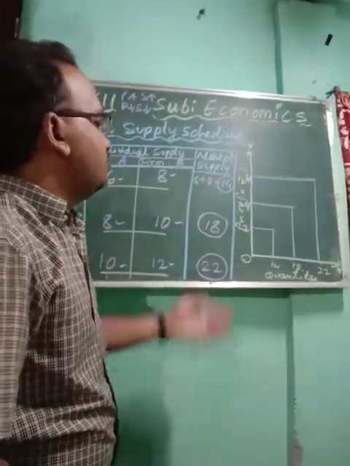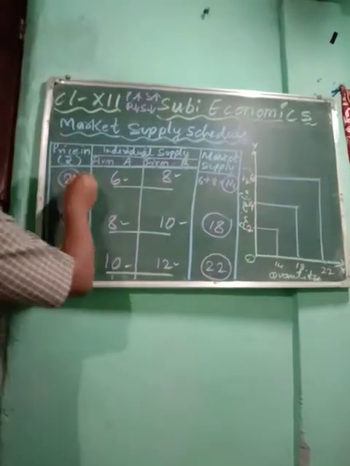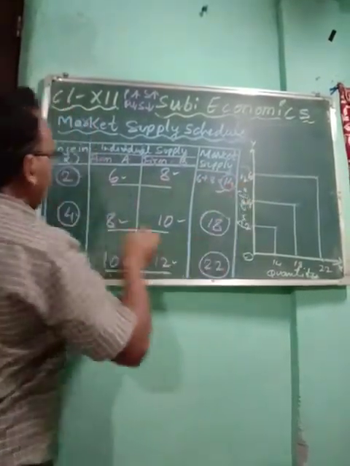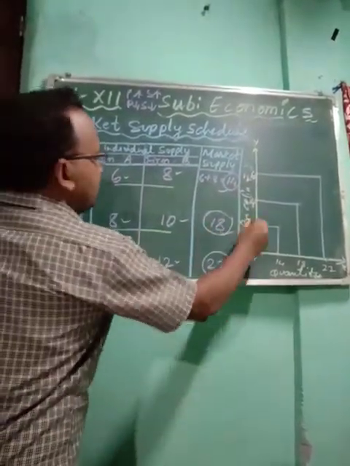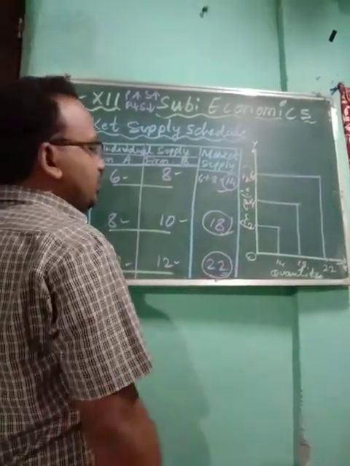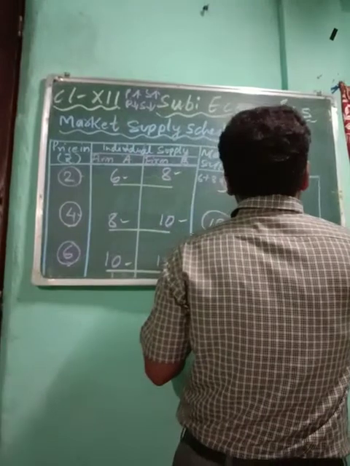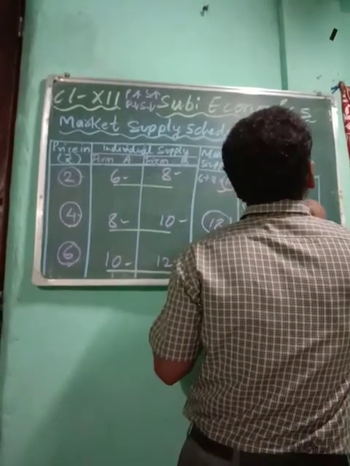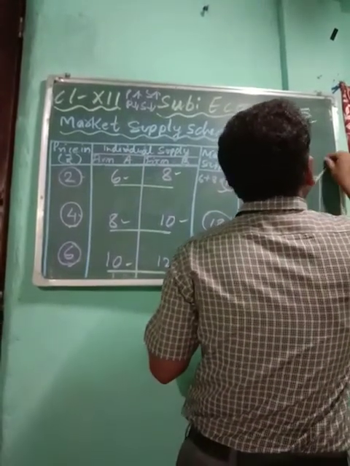Okay, now you have already made it. So you see when price is 2, quantity supplied is 14. When price is 4, the quantity supplied increased to 18. When the price is 6, the quantity supplied increased to 22. Now it's an upward movement, so you will join all the points as a supply curve.